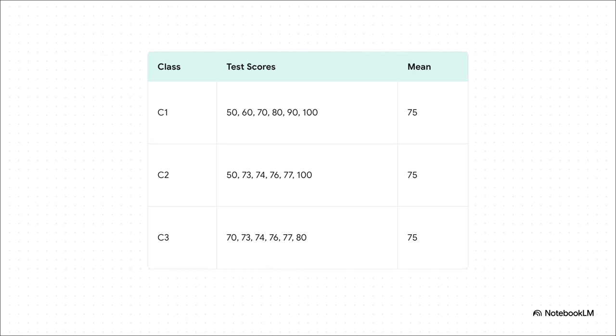Just look at this. We've got 3 different classes, and believe it or not, they all have the exact same average score of 75. But look at how different their stories are. Class 1 is totally spread out. Class 3 is packed really tightly together, and Class 2 is mostly tight but with a couple of outliers. This shows you exactly why the average alone is never enough.